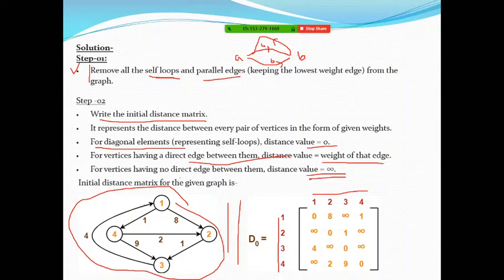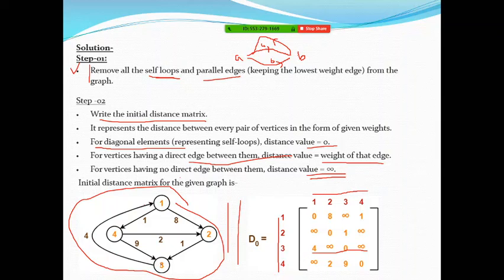So in this case, it is the first starting matrix. This infinity means no direct edge is there. You can see, I'm focusing on just one row. So 3, 2, 1. On this side it is 3. So 3, 2, 1, there is one edge with weight 4. So 3, 2, 1 is 4.